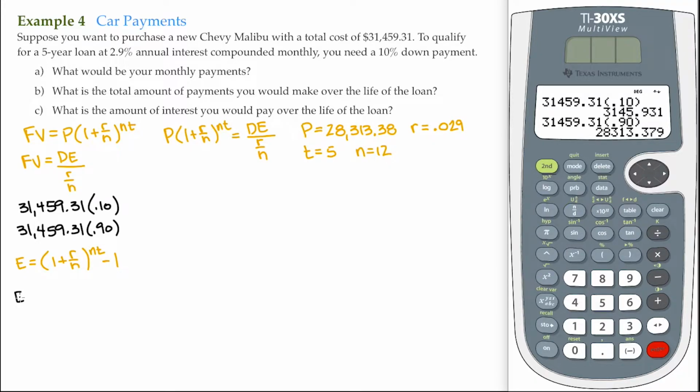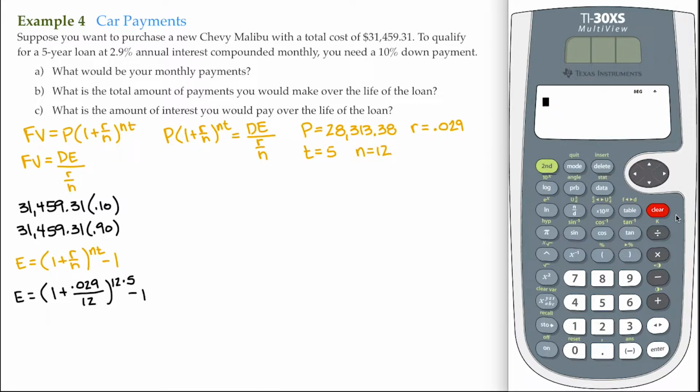So then E is equal to 1 plus the rate, 0.029. The number of compounds, paid periods, that's 12. That's 12 times 5 years, minus 1. We'll go ahead and find the 0.029 divided by 12 because we're going to need that. So 0.029 divided by 12.